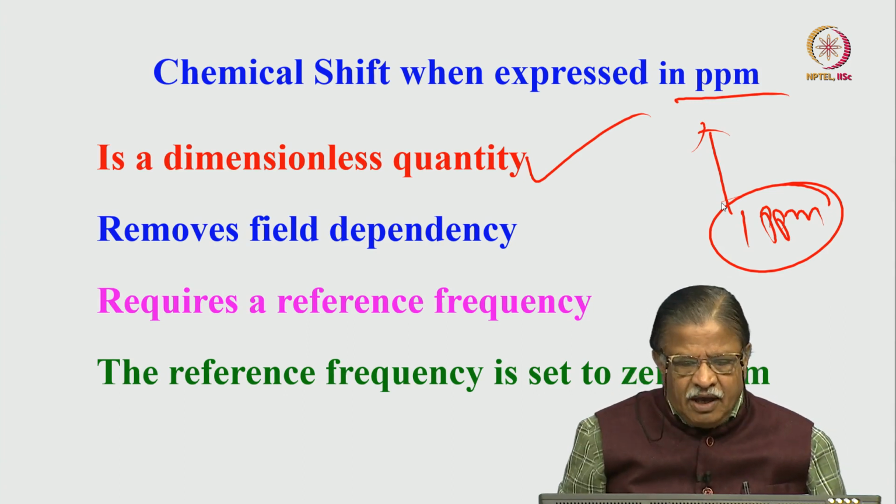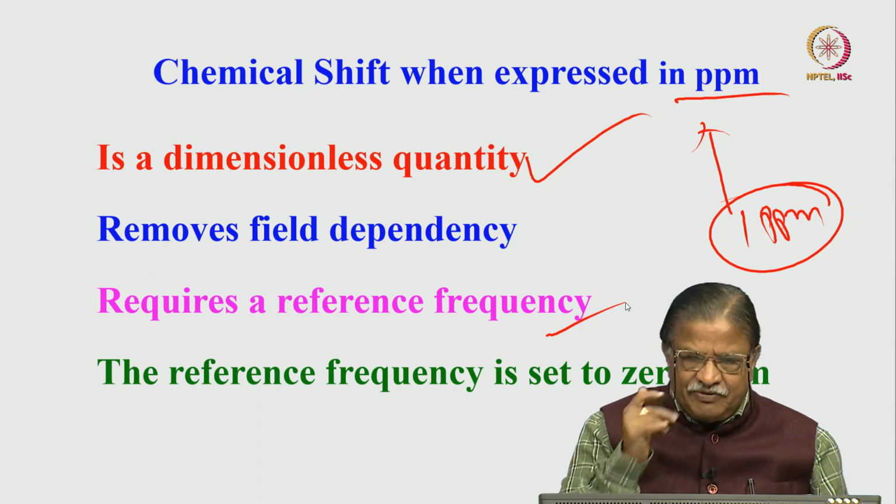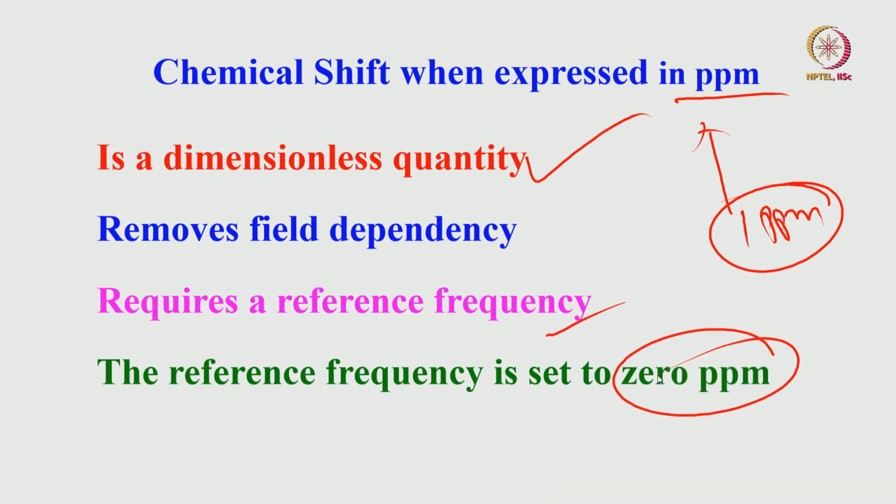So there is no field dependency, it is completely removed when you express the chemical shift in parts per million, ppm. Of course, it requires a reference frequency, and the reference frequency is always set to 0. With respect to that, all other chemical shifts are measured.